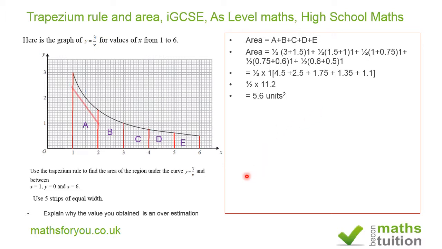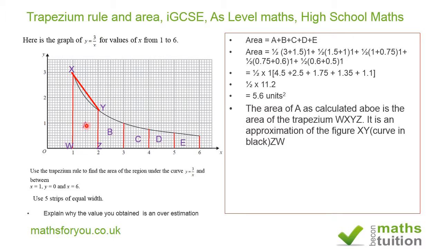Well, I've then gone on to complete my trapezium, which I call WXYZ. Now, clearly, the area of this trapezium, using the same formula, is a half times the sum of 3 and 1.5 times 1. So the area of the trapezium is greater than the area under the curve of the strip, okay, of the like strip A.